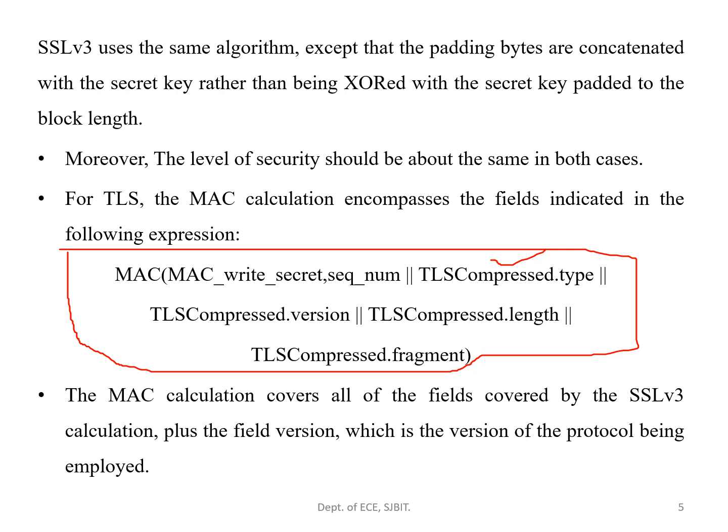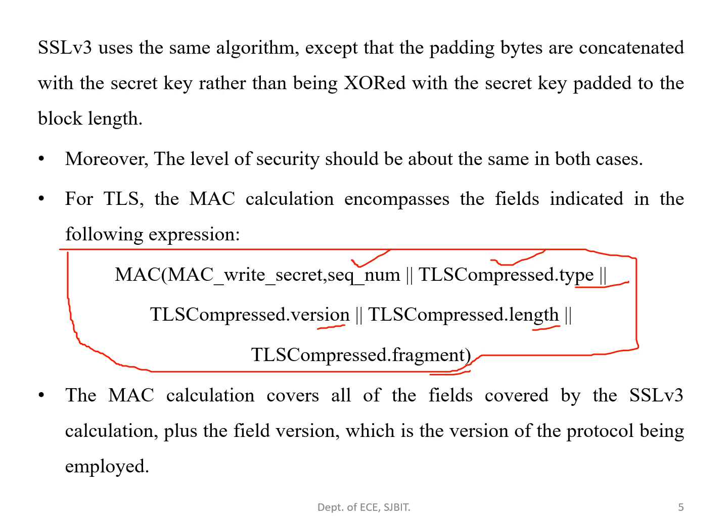Here, when you write the MAC write secret, we consider the sequence number first, which is concatenated with the compressed type, then the compressed version, then the compressed length and fragment. Considering the type, version, length and fragment of the compressor, mainly what we are considering here is compression.